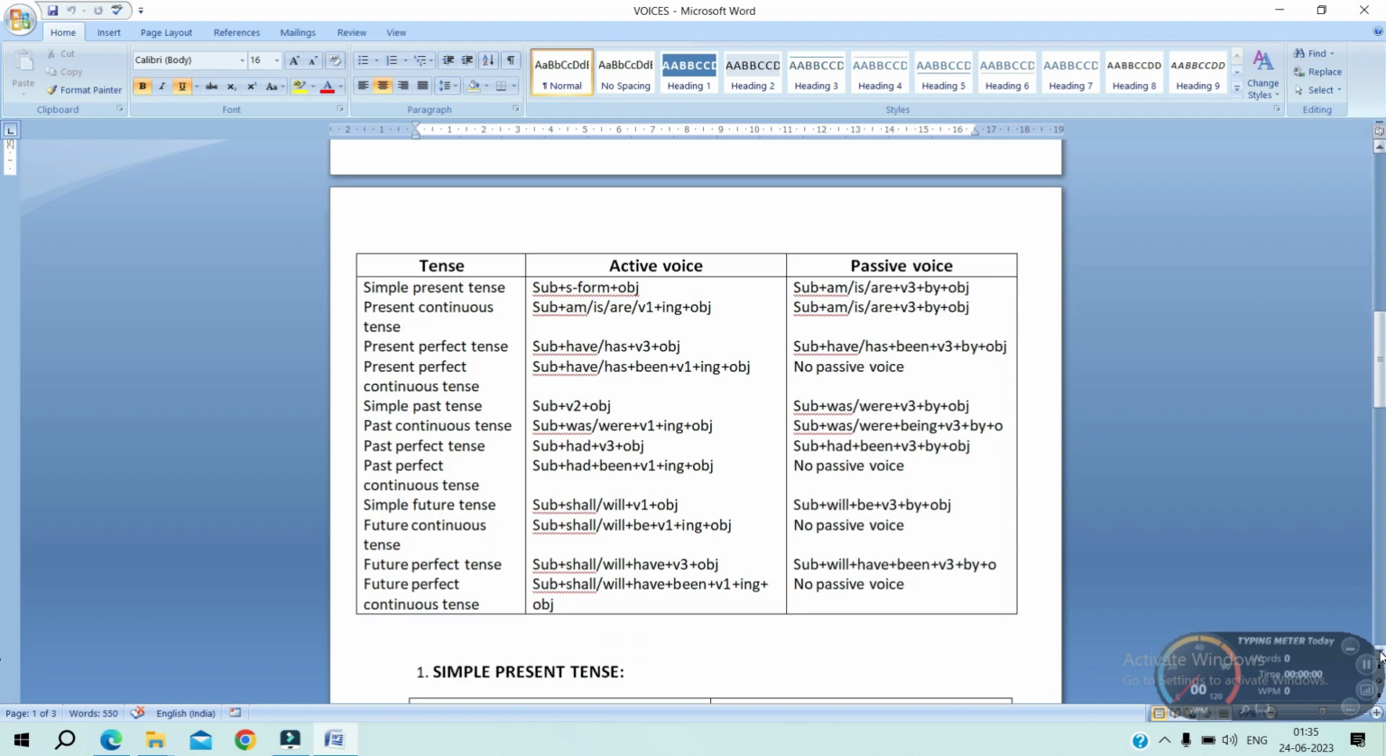In simple present tense we use subject, am, is, are, verb 3, object. In present continuous in passive voice, subject am, is, are, being, verb 3, by. We are using by here. Directly we are not using object, we are using by. If you remember all these structures, then easily you can speak in a passive voice.